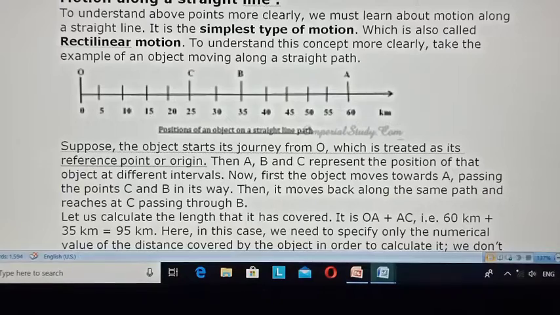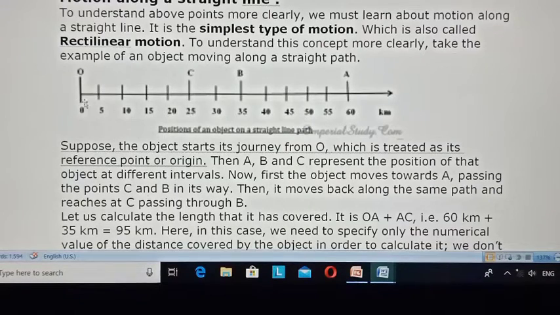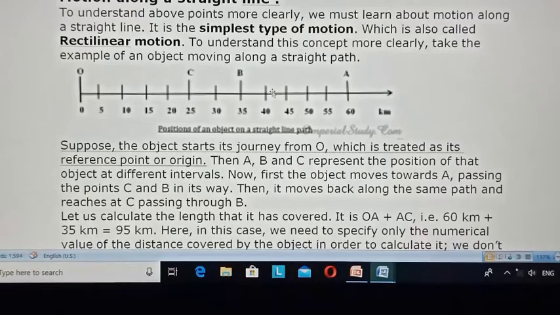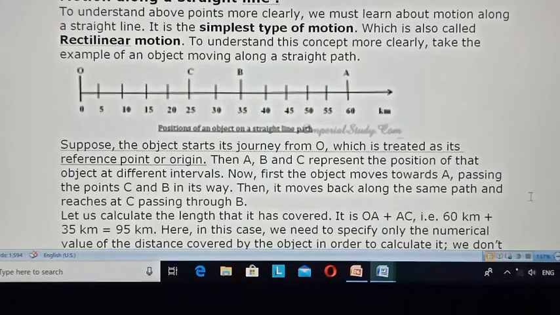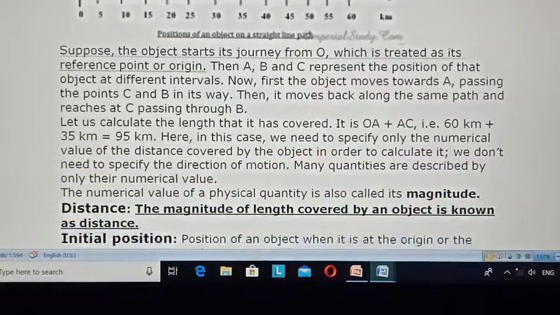You can see I am drawing this line. This is a number line and there are points O, C, B, A. An object is moving along a straight line. You can see this here. Say an object is moving from O to C, C to B, B to A, or coming back from A to B or B to C, whatever. So we can say that the object is in motion along a straight path. So I can say that the motion is rectilinear or linear. So I am putting one example here. I want you to read this and you understand this.